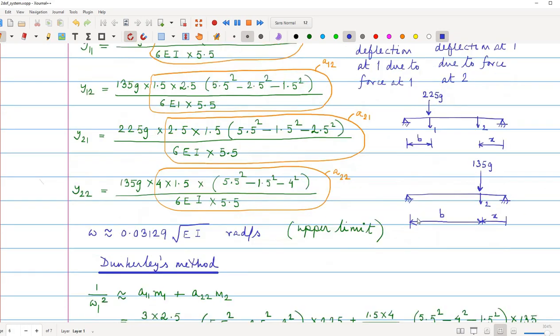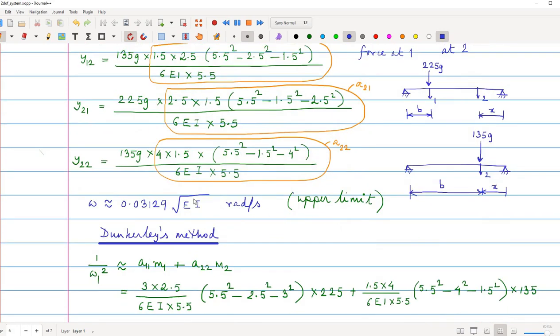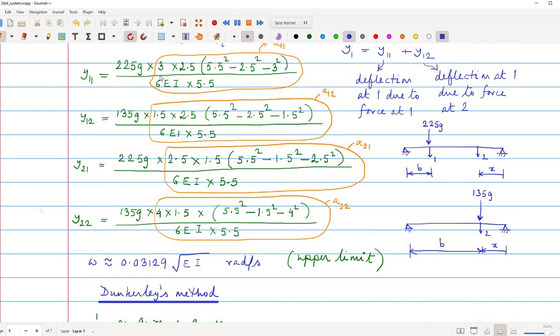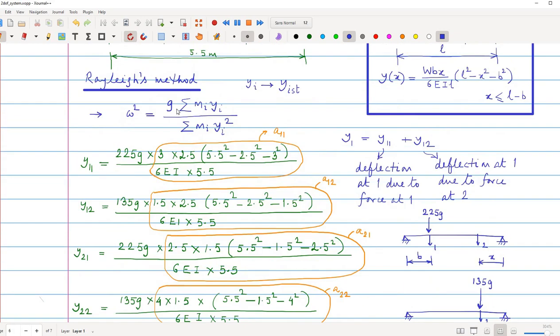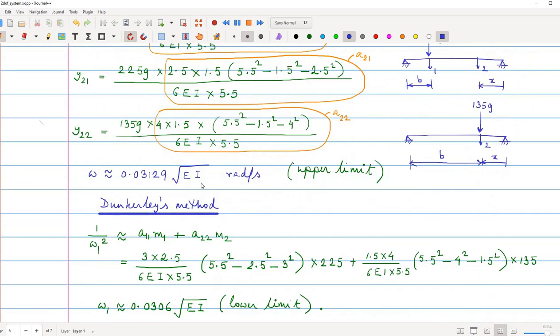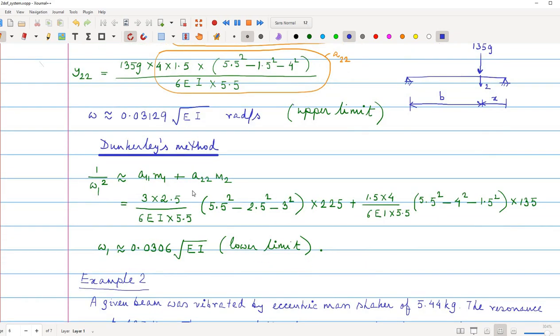So using this you can get y1 and y2, and once you get your y1 and y2, you can use this formula and you can get your omega. So this is actually the value of omega, and again you can do it by Dunkerley's method.